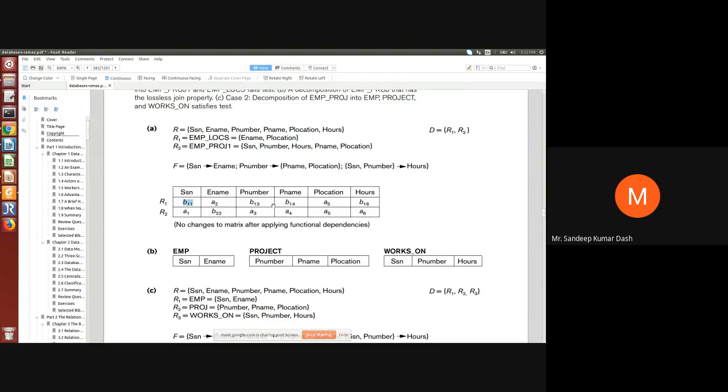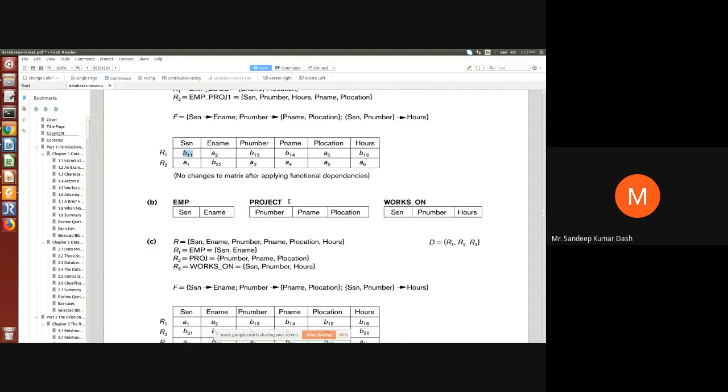Similarly, P number, P name, hours cannot be converted into A. So neither in this row could I convert all the B into A, nor in this row could I convert any B to A. So this is stuck. That means I cannot do anything further. So this type of division is not preferred. Fine. See another example.